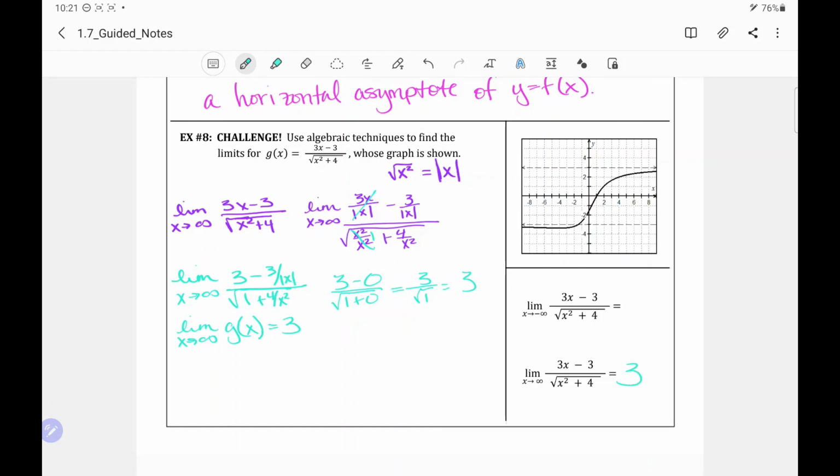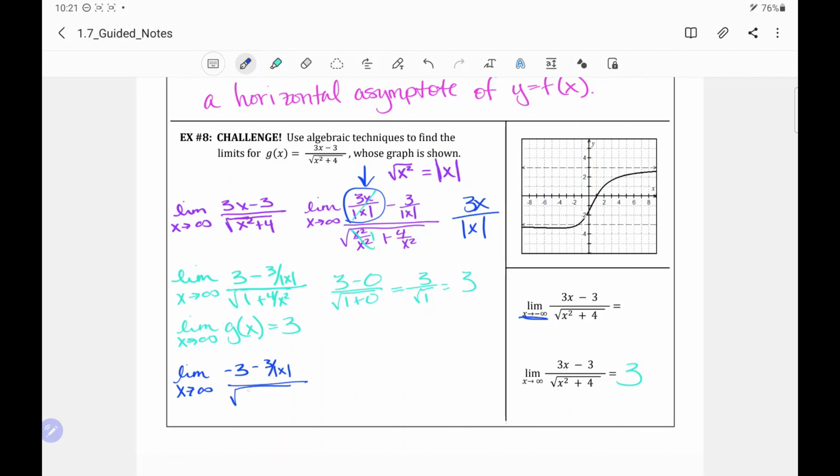Now let's look at the negative version, because we've got to take both limits. x goes to negative infinity. The same thing's going to happen except one little trick. If x is negative, that's going to be a negative x divided by the positive absolute value of x, right? If I have 3x over the absolute value of x, and x was negative, 3 times the negative number is going to give me negative 3, and then I'm only dividing by the positive. So I'm going to have a negative 3 right here. Everything else is going to stay exactly the same.